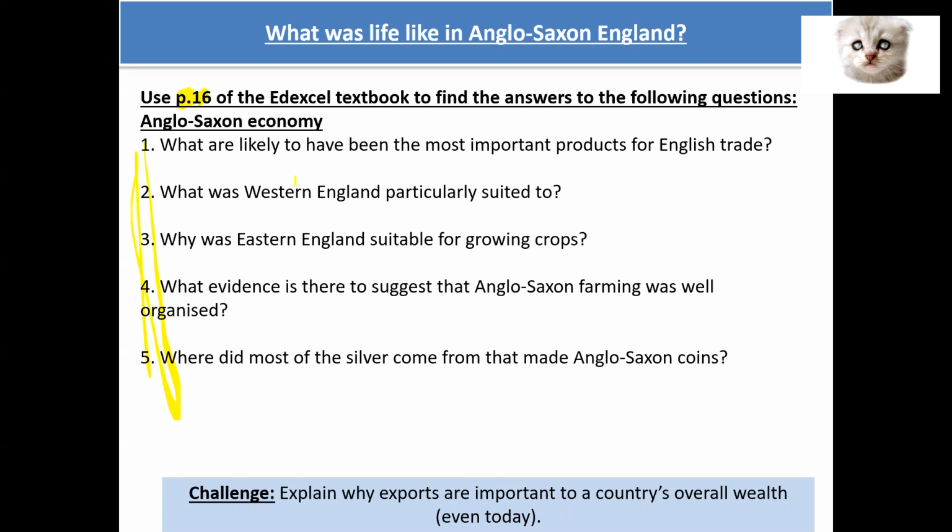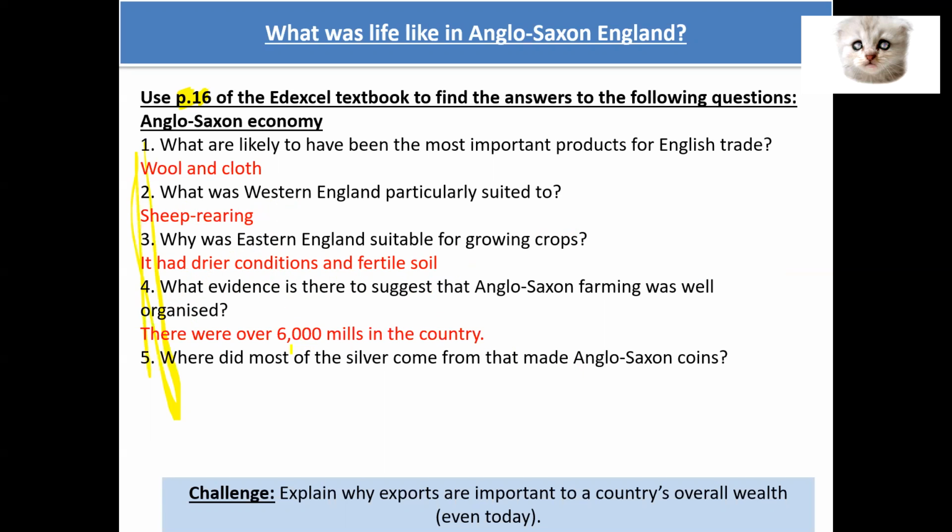So the answers then. Important products for English trade: wool and cloth. Western England was particularly suited to sheep rearing, still is very much today, particularly Wales and the western border between England and Wales. Eastern England had dry conditions and fertile soil, good for growing crops, with nice summers. What evidence suggests that Anglo-Saxon farming was well organised? 6,000 mills in the country. Where did most of the silver come from? Germany.